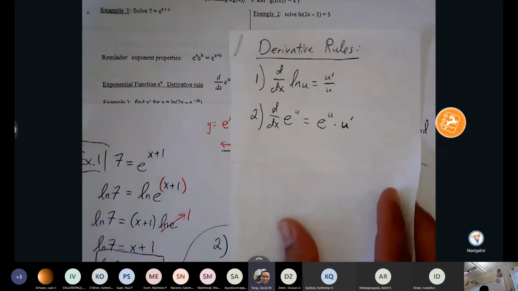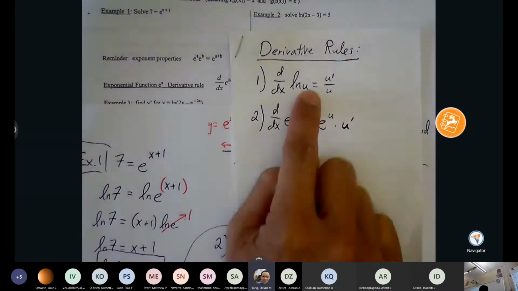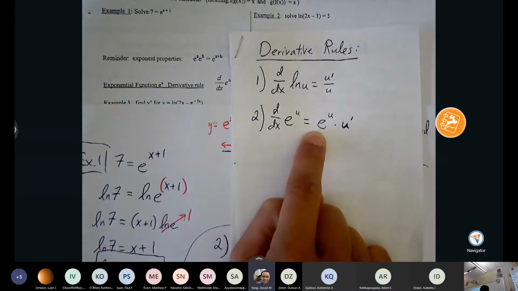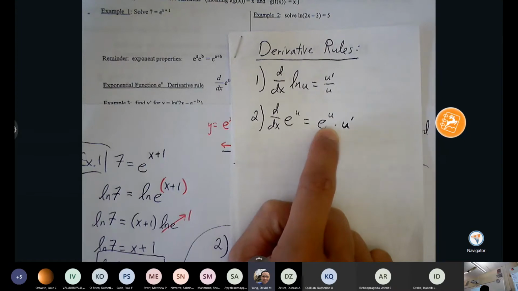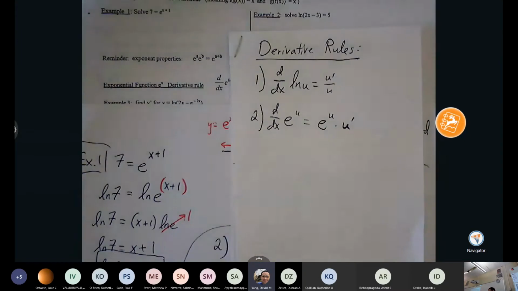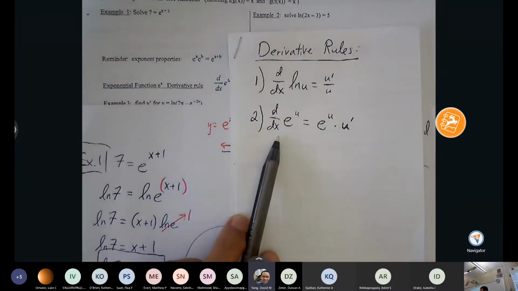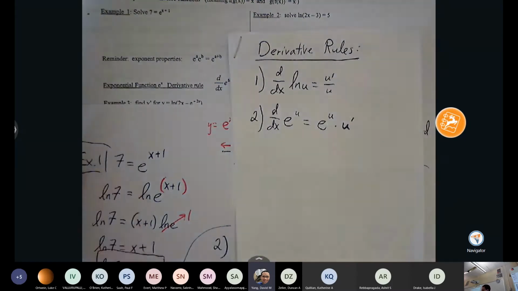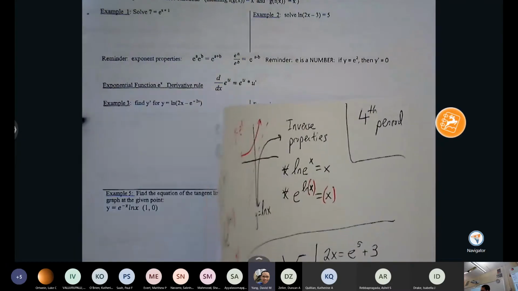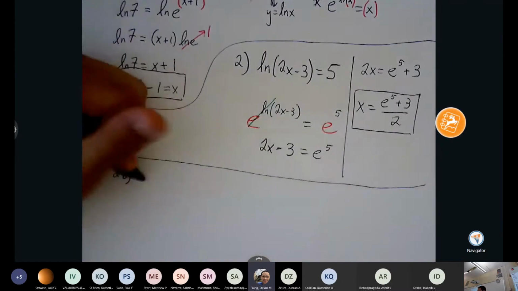All right, so we're basically going to be using these two rules a lot. The derivative of natural log of u is u prime over u, and the derivative for e to the u is just e to the u times u prime: original function times exponent's derivative. So let's start off with some easier derivative rules, and then we can move on to ones that are more involved. I'm going to call this 2b and 2c before we jump into example 3.